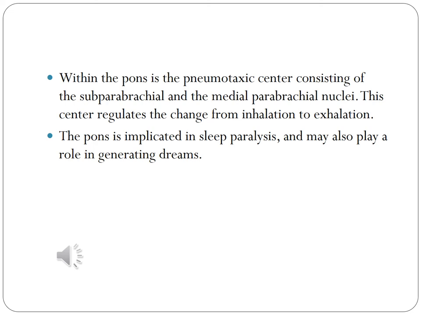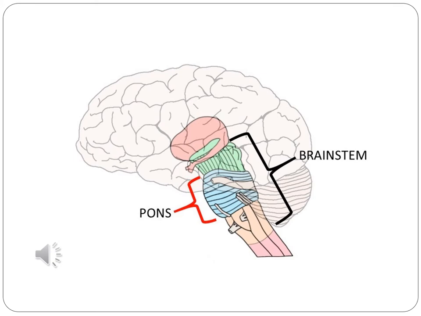The pons is implicated in the sleep paralysis and may also play a role in generating dreams. See, in the brainstem this is the pons, the blue portion is the pons. So the upper one is the midbrain and the lower one is going to be the medulla oblongata. I'm going to share the medulla oblongata diagram also.